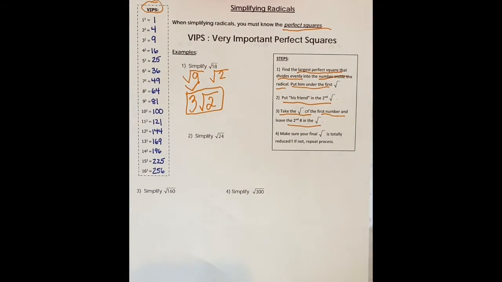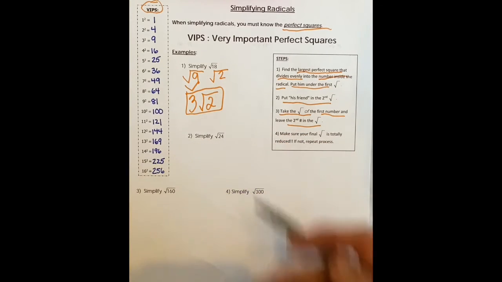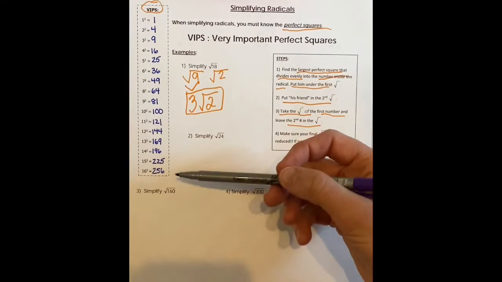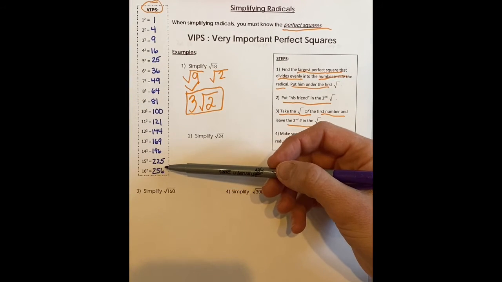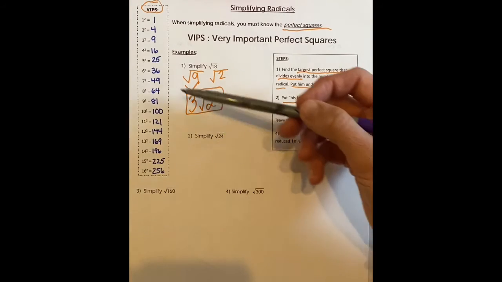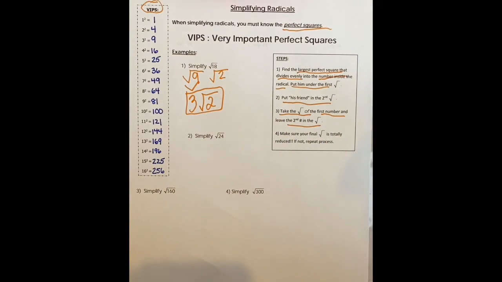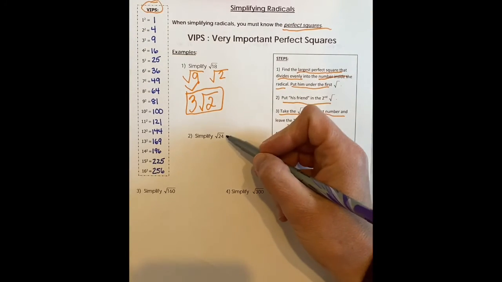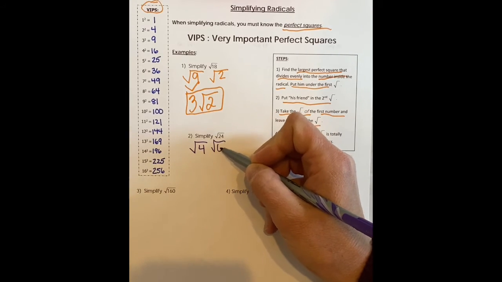Let's move on to example number 2. I have radical 24. I want to figure out two factors of 24, one of which is a perfect square, and I want to try to pick the largest one. Going through my chart, maybe I'll start from the largest and move down. 256 wouldn't work. I need to find something that is 24 or smaller. So 4 would be the only perfect square factor of 24. So radical 24 can be broken down into radical 4 times radical 6.